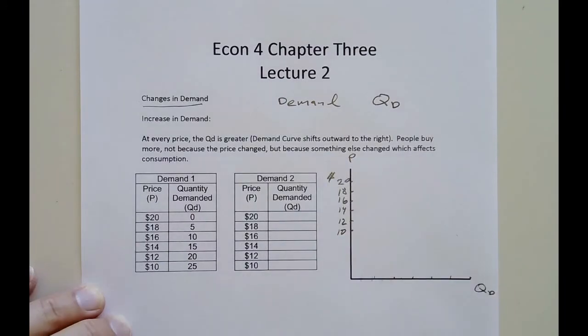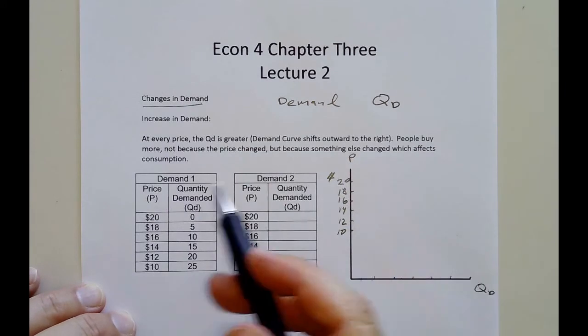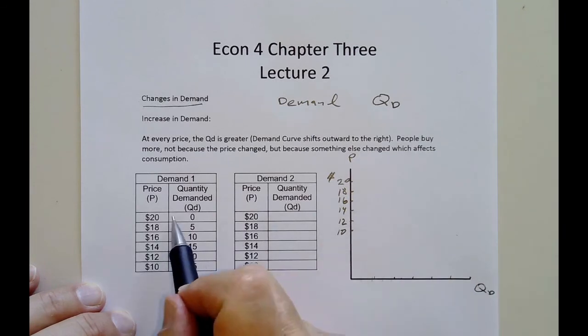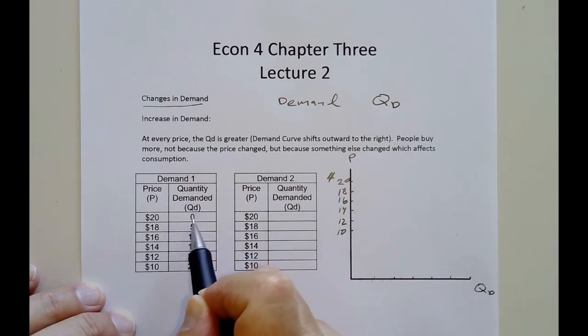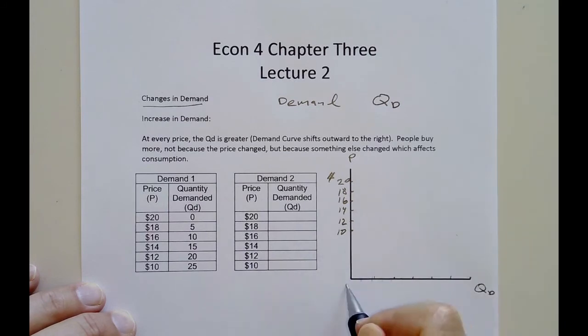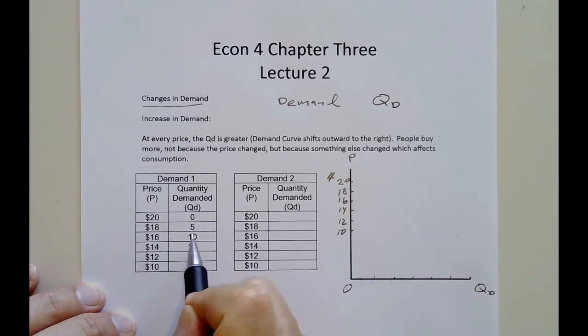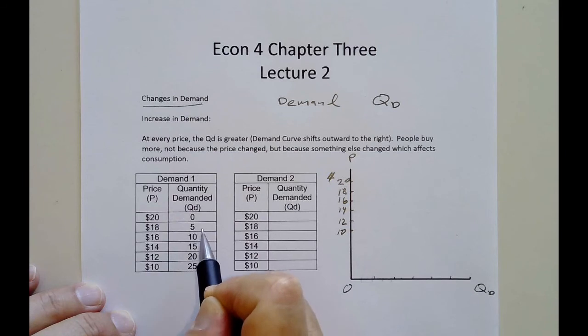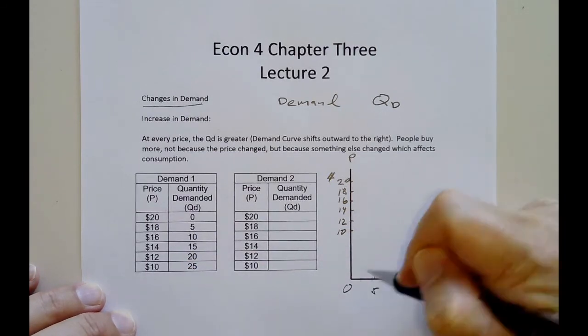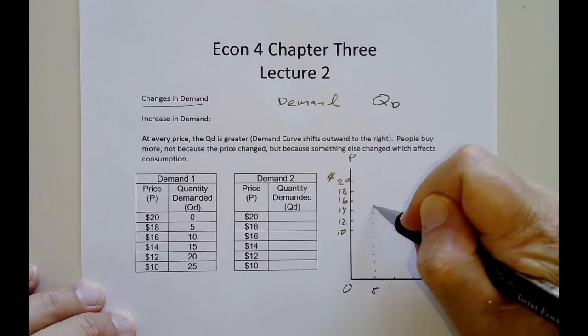And down here we have a quantity demanded. I didn't say what this is, so it could be whatever you want it to be. So at $20, the willingness to pay is not there. No one's willing to pay $20 to buy anything. To get 5 consumers to buy 5, the price has to fall to $18, and so we have 5 there, and that'll be about there.